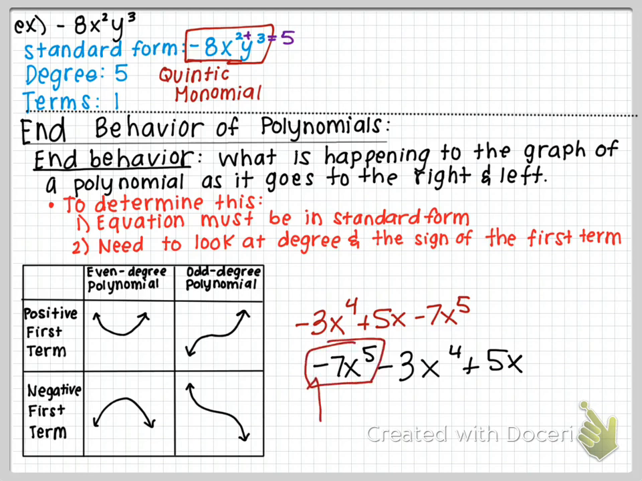And we're going to say, okay, it's a negative. So we're going to look here. It's a negative first term. And the degree this time is odd. So we're going to look here. So this is what our graph's going to look like.